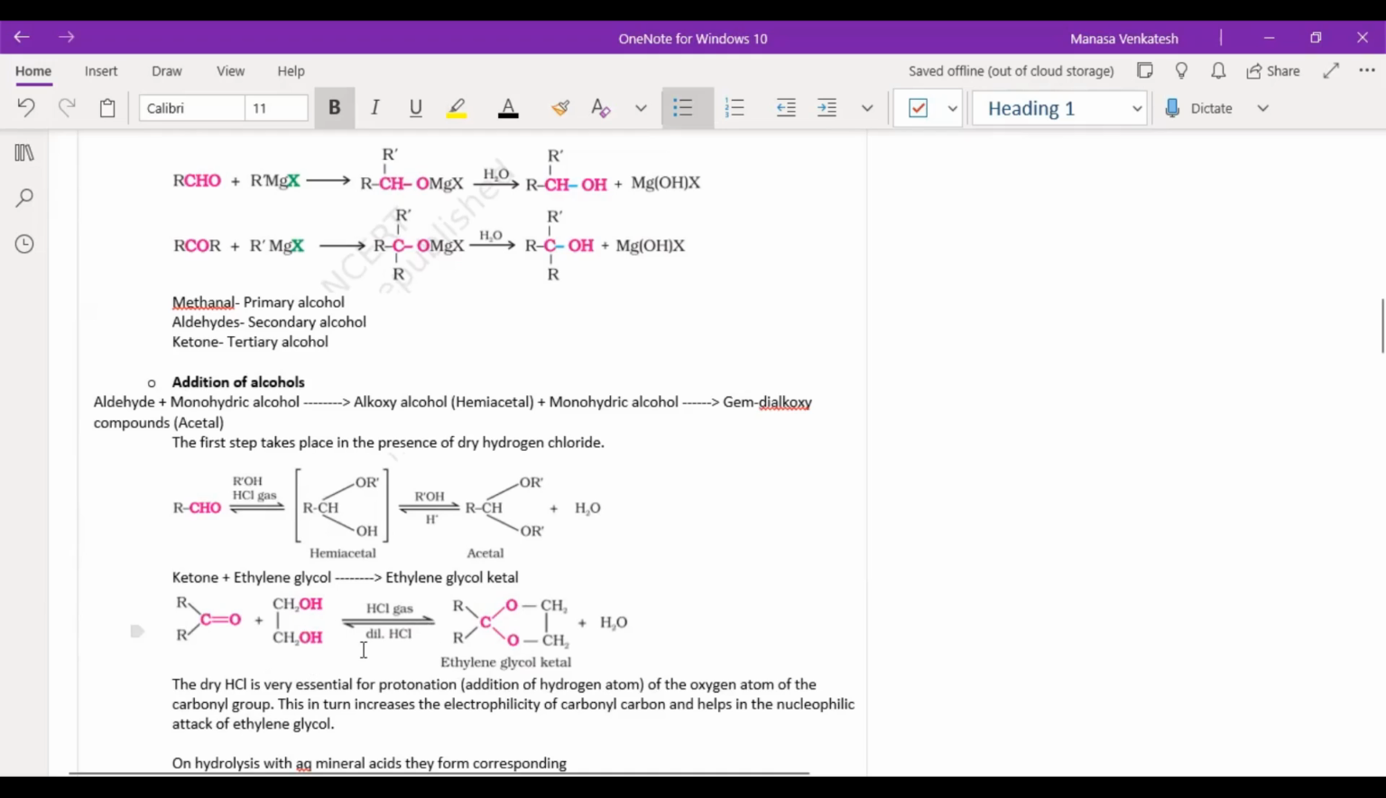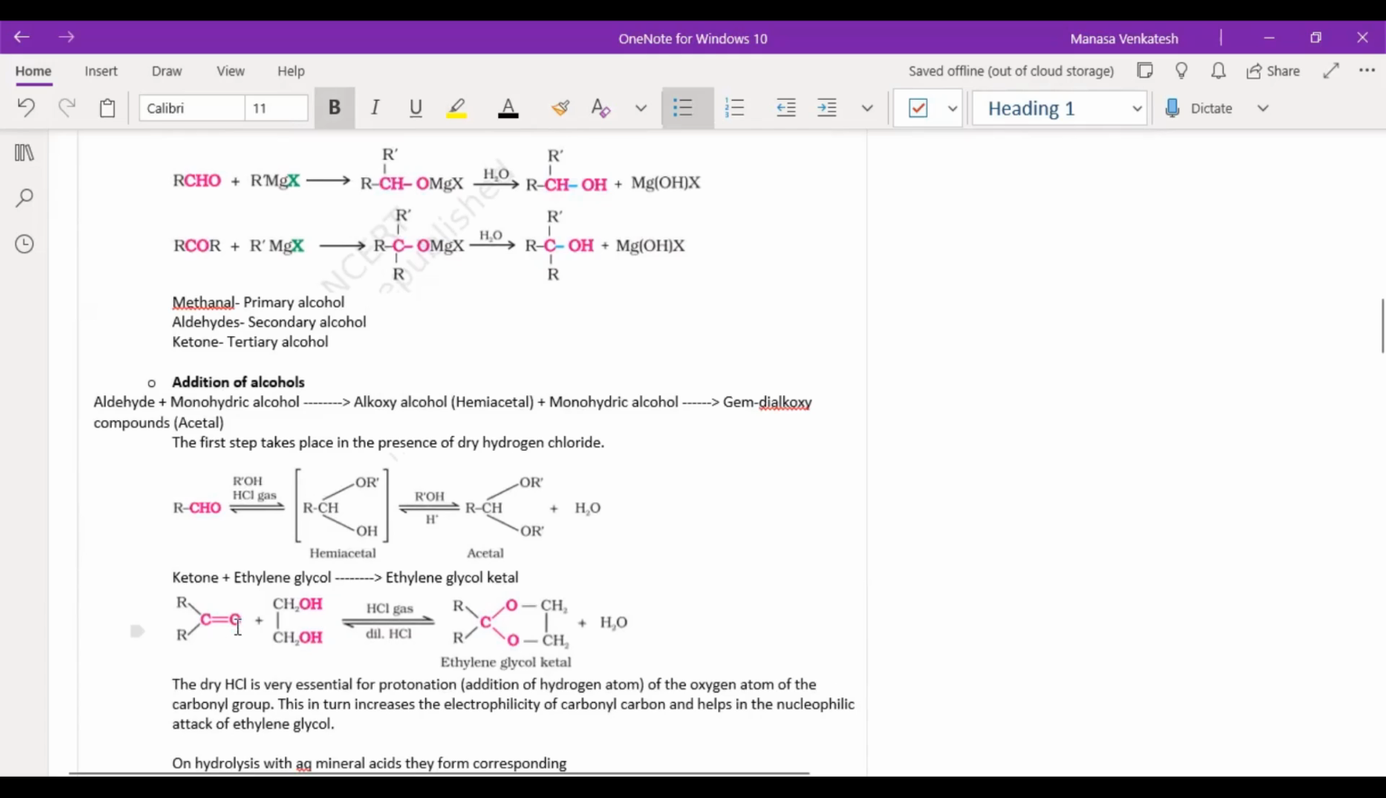And the reason we have dry HCl gas is because it helps in protonation. And protonation basically means the addition of the hydrogen atom. And this increases the electrophilicity of the carbonyl carbon.